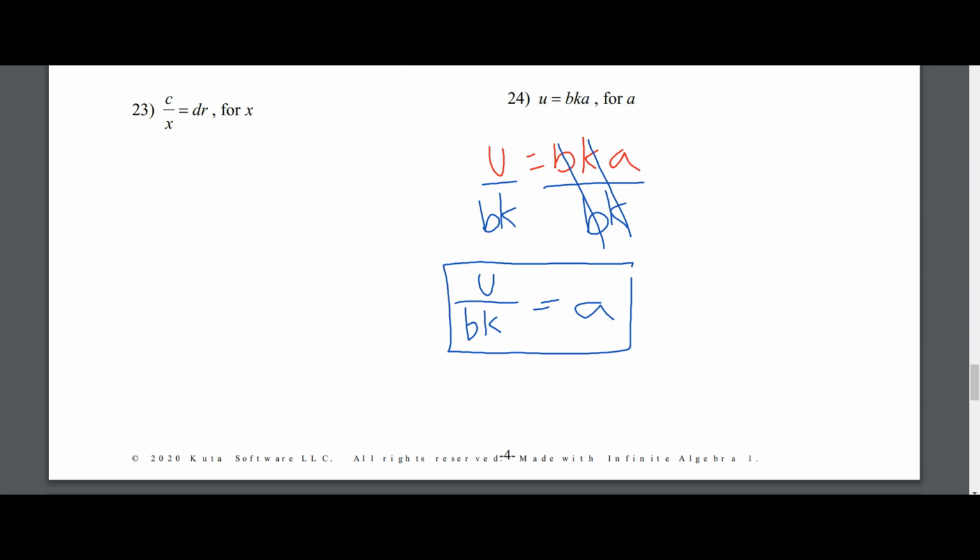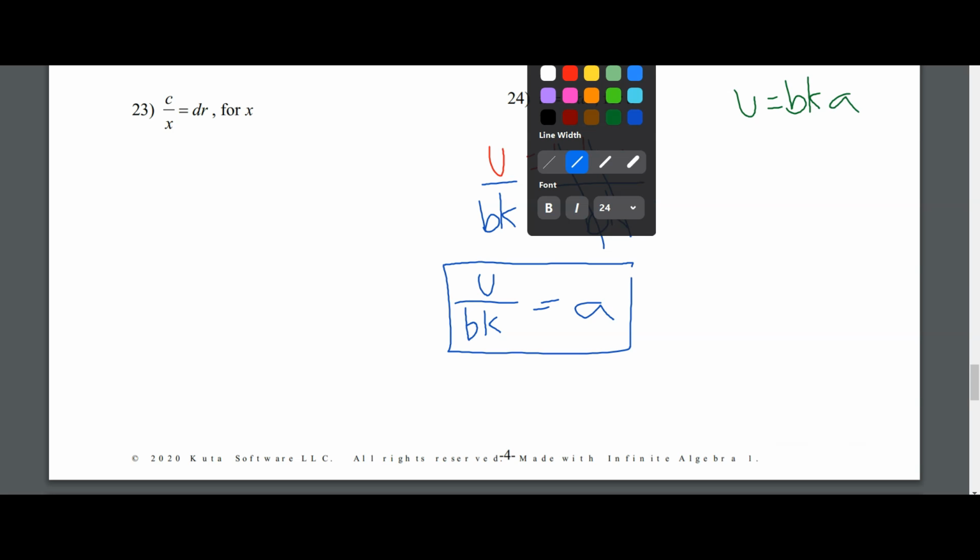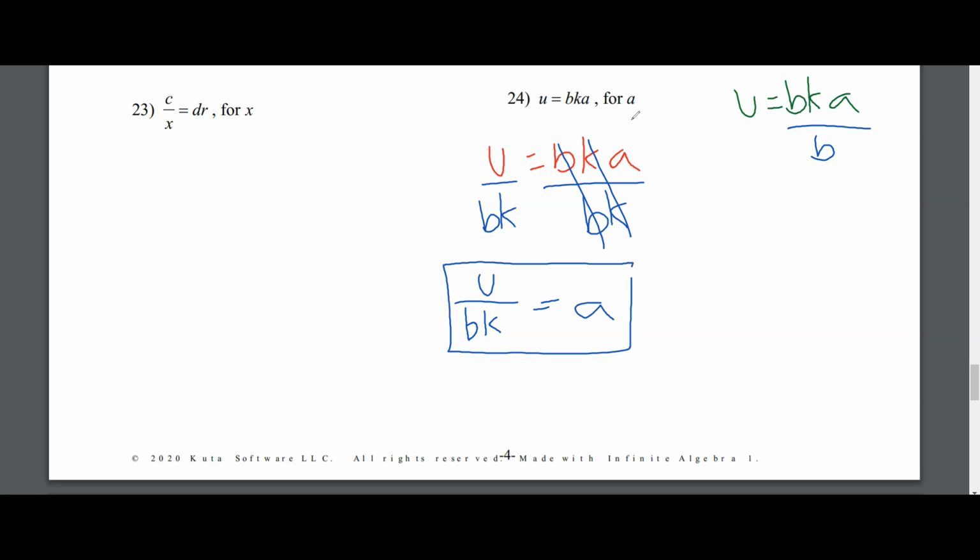Now you could do this in two parts. It just becomes a little bit more work, but let's rewrite this again. You could divide both sides by b first to get u divided by b is equal to k times a. And then you could divide both sides by k. Now this makes the left side look a little funky. We have a fraction divided by another letter.